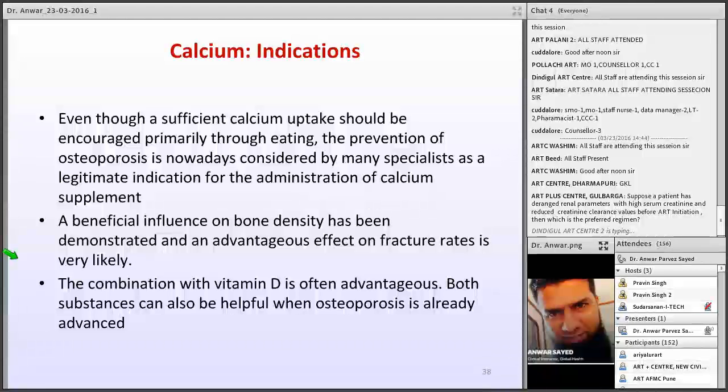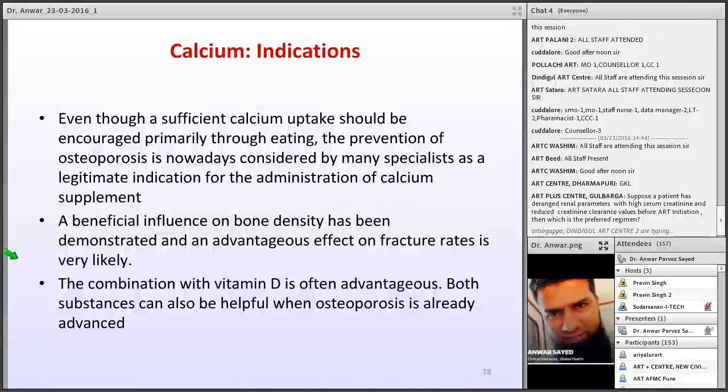There is a question here. Suppose a patient has deranged renal parameters with high serum creatinine and reduced creatinine clearance values before ART initiation, then which is the preferred regimen? As we discussed before, if it can be corrected before ART initiation, it will be the best option, I would say. And if not, we can use zidovudine again in corrected doses. But if that cannot be done, then we can go for abacavir also.